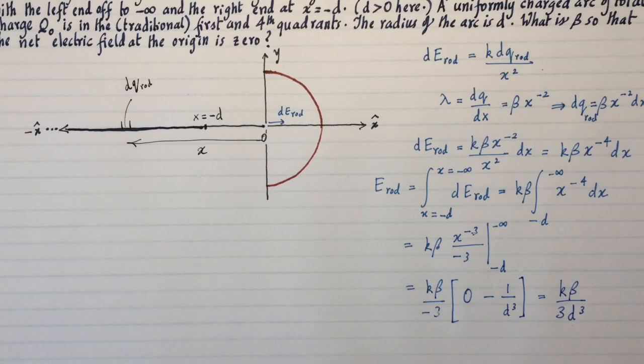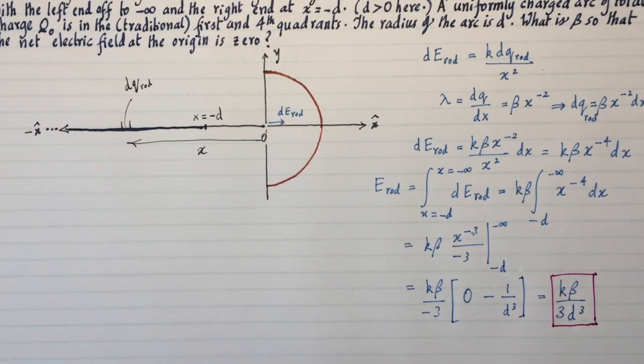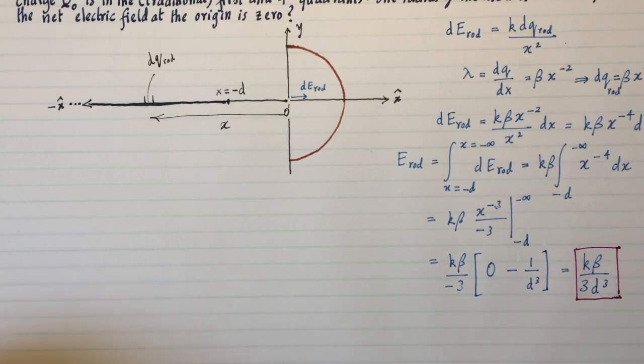So that's the electric field at the origin due to the rod. And like I earlier said, if beta is positive, then that field points to the right. If beta is negative, it points to the left. Let's go ahead and now calculate the electric field due to the arc.